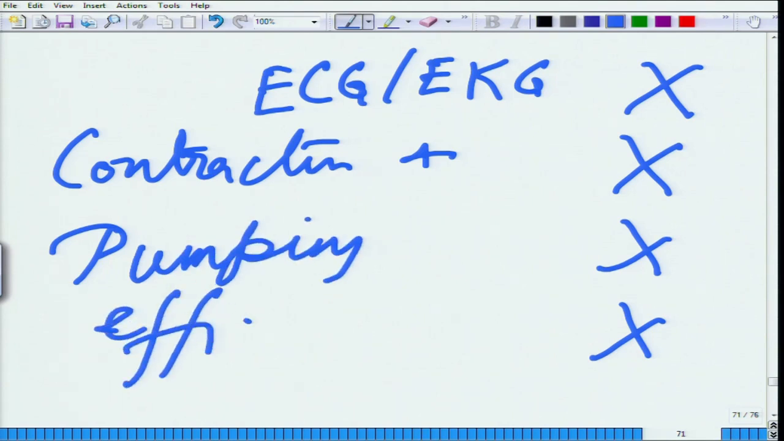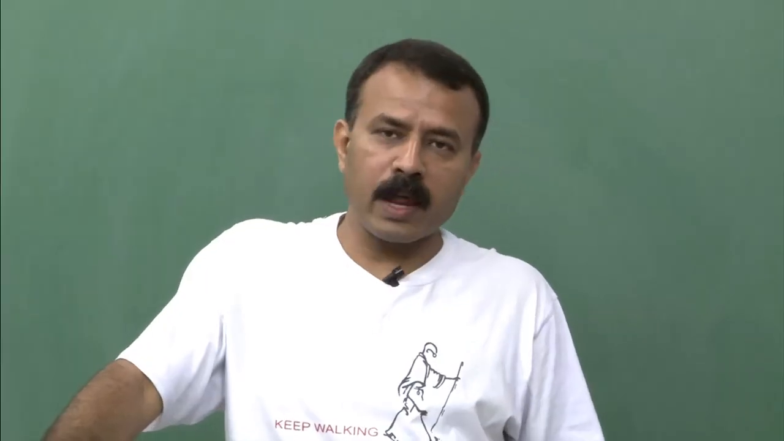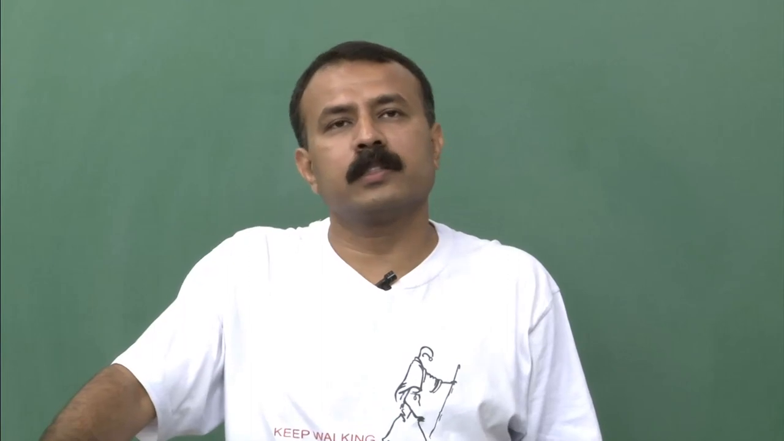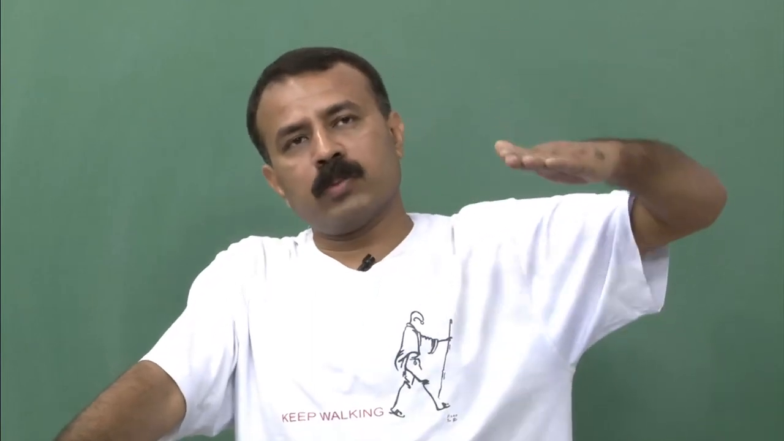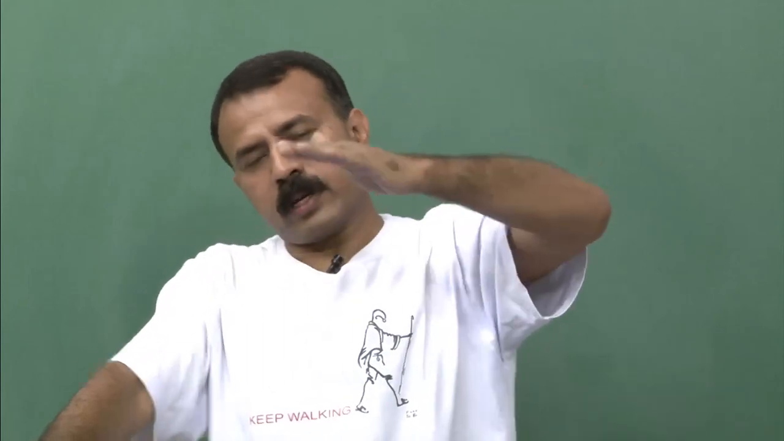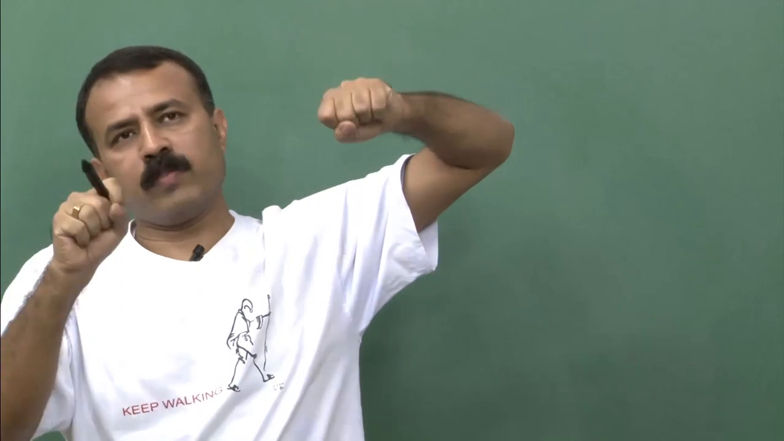And that makes perfect sense, because the contraction is a function of the contractile system of the heart, and the pumping efficiency is based on the contraction process. So, those things can never be predicted by the conduction system. The conduction system can say how the impulse will move, in what direction it will move, and what will be the time gap from one point to another point, like from SA node to AV node.